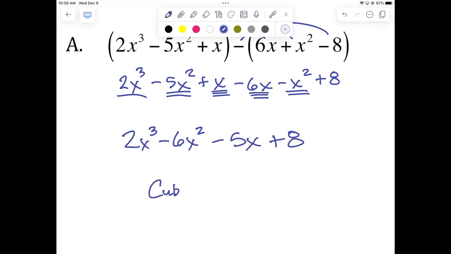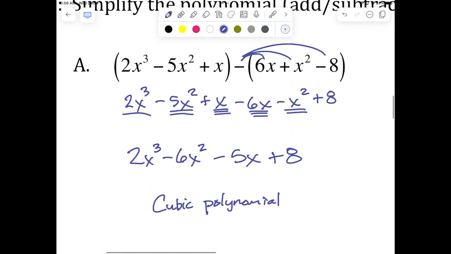It's a cubic. And because it has 4 terms, we'll just say a cubic what? Polynomial. We don't say trinomial plus 1 or anything like that. Cubic polynomial. It's fun. It's easy, right?